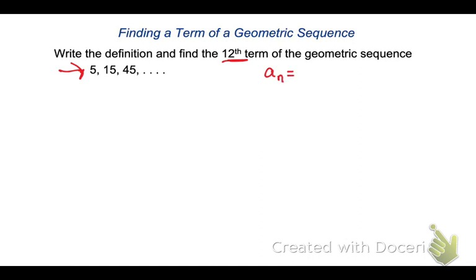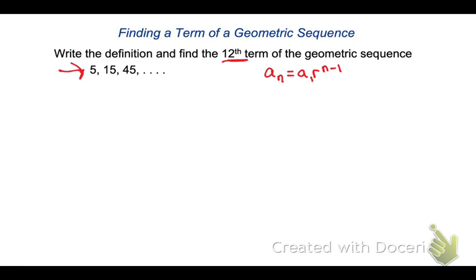A sub n equals a sub 1 times r, to the exponent n minus 1. Yes, you're all right. Okay, a sub 1 times r to the power of n minus 1. So we need a sub 1 and we need r in order to write this definition, yes?